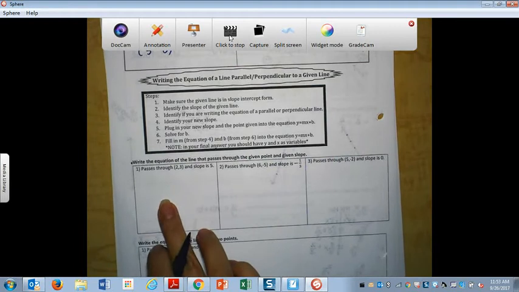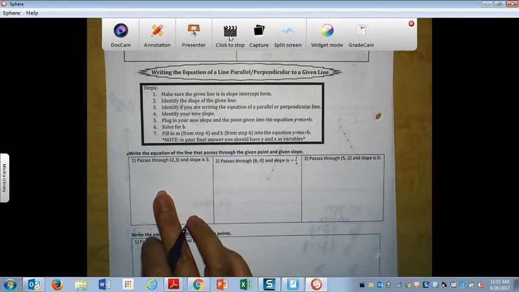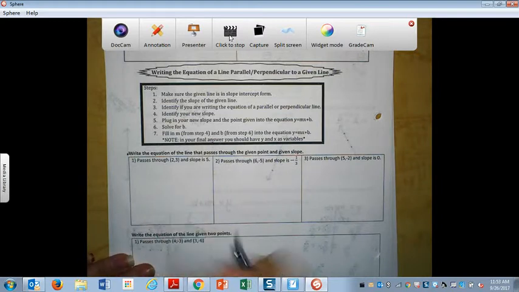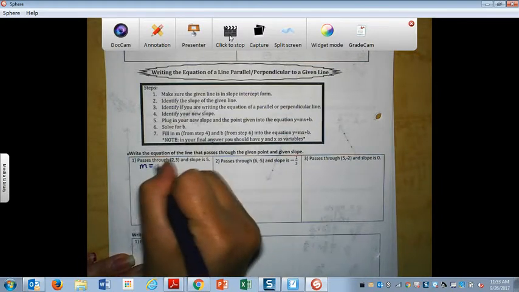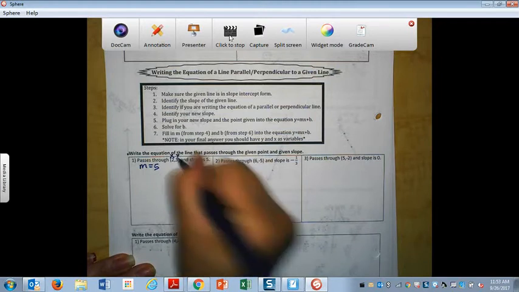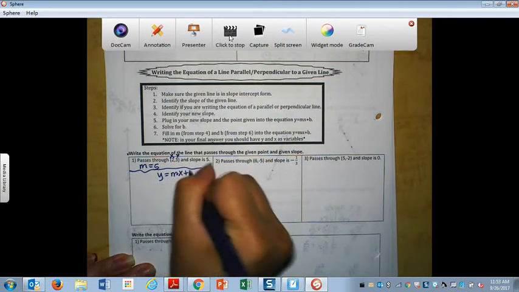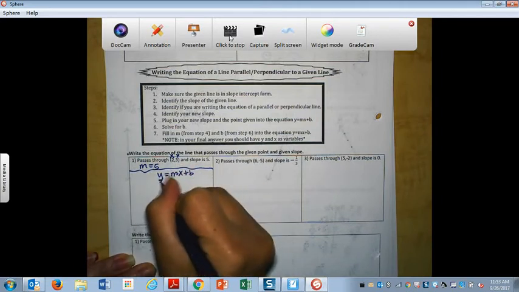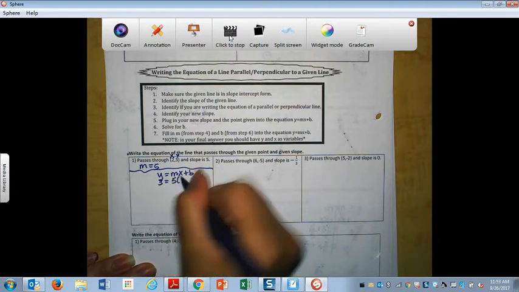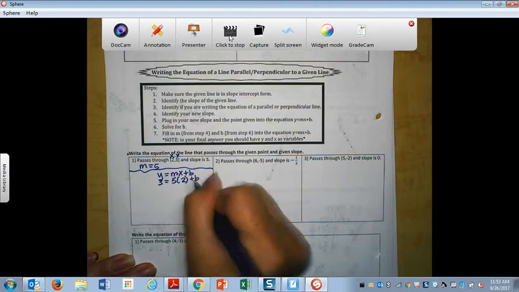All right. Let's do one of these. Write the equation of the line that passes through the given point and given slope. So again, your slope is 5 and this is your x, that's your y. We are going to plug into y equals mx plus b. So my y is 3, my m is 5, my x is 2 plus the b. I'm going to get this.